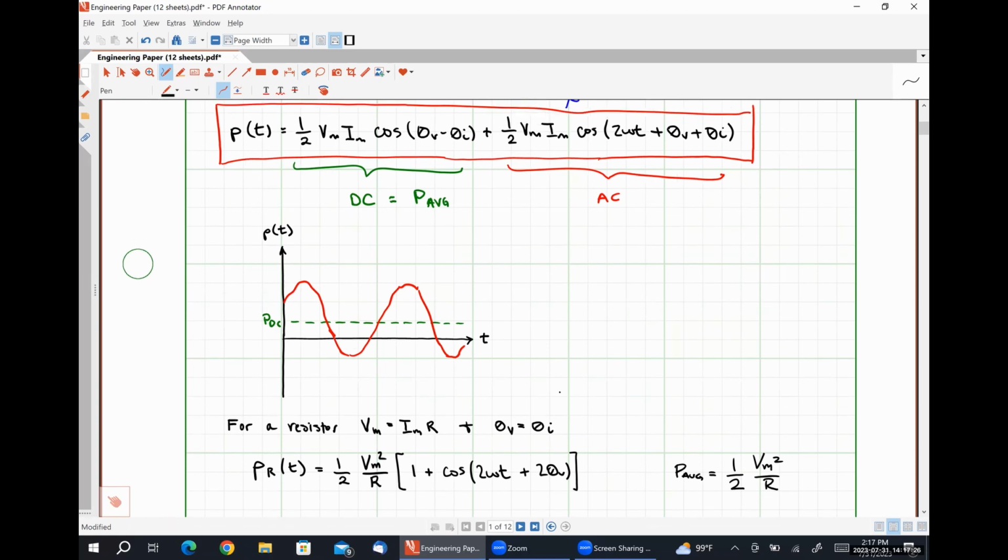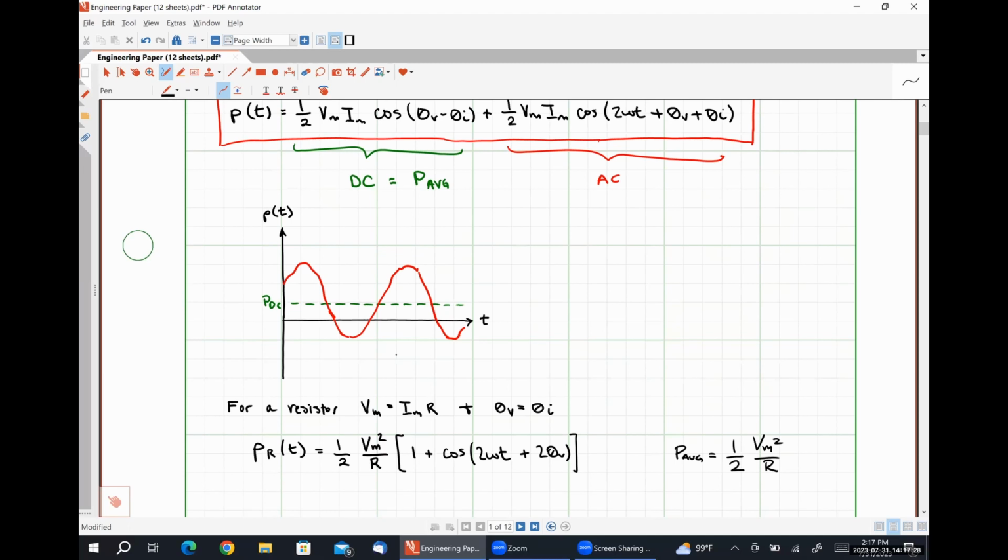Well, I explained it by looking at this graph, right? So we have a DC portion and an AC portion. The DC portion of the instantaneous power is always the average power because it is the average value about which the AC portion oscillates. Okay, I gotcha. I see, thank you.